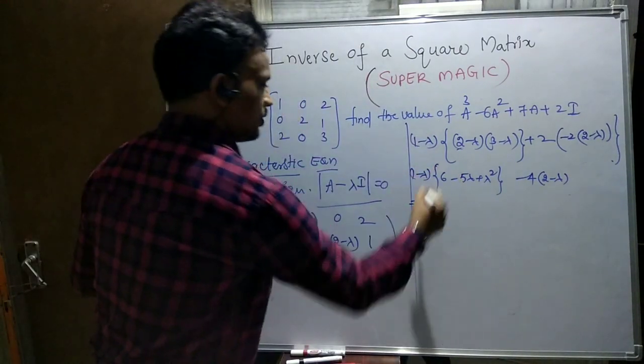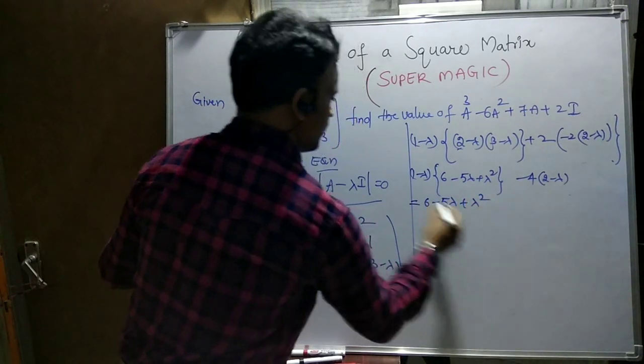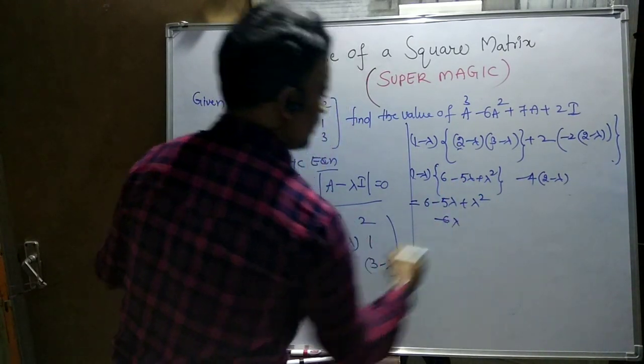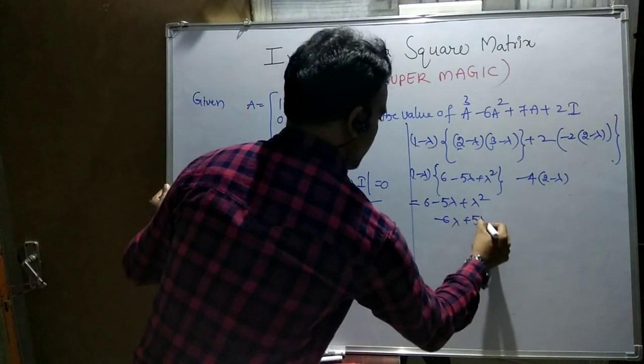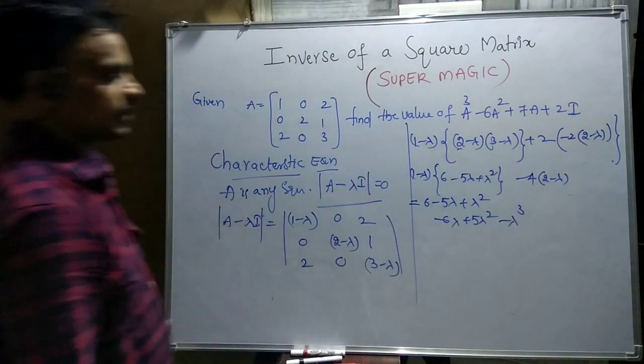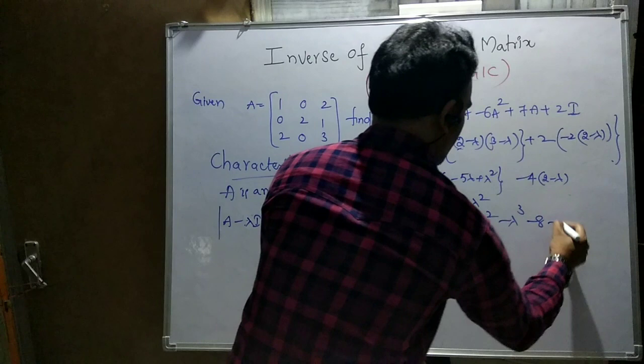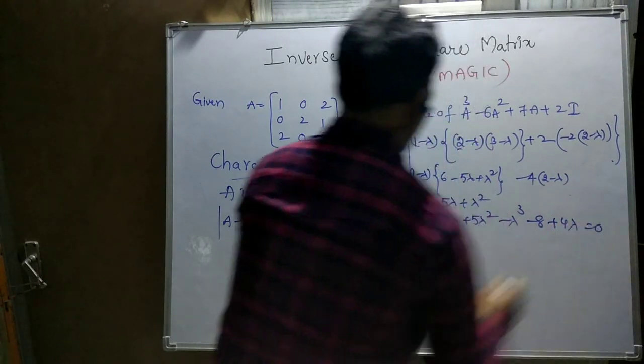The total is 6 minus 5 lambda plus lambda square, and minus 6 lambda plus 5 lambda square minus lambda cube, and the second part is minus 8 plus 4 lambda, equals 0.